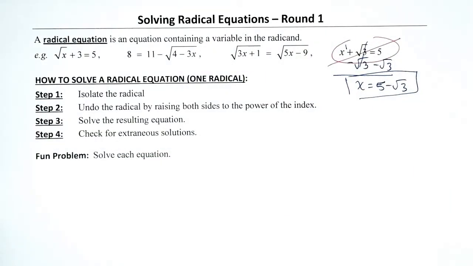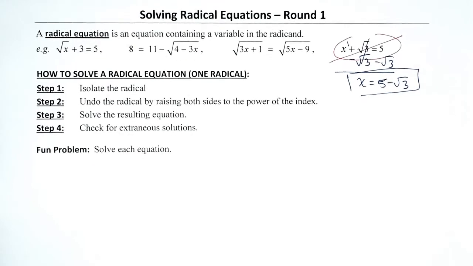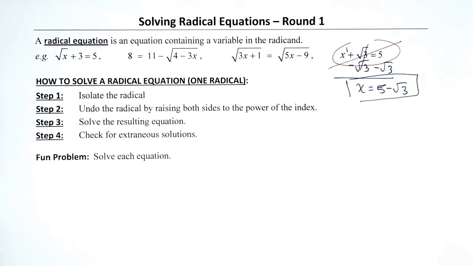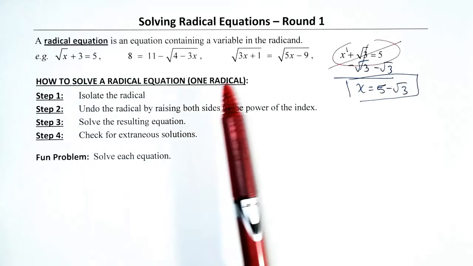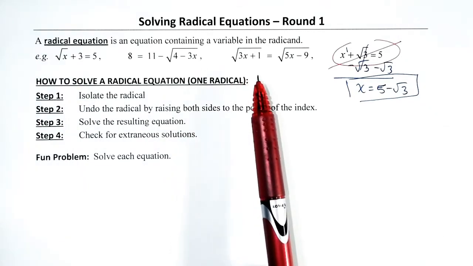So now the question is, how do we solve radical equations? Okay, the reason why we're going to have 2 rounds for this unit is because the strategies that we will use to solve a radical equation is based on how many radicals we have. If we only have 1 radical, we handle it some way, but if we have more than 1 radical, then we handle it a different way.